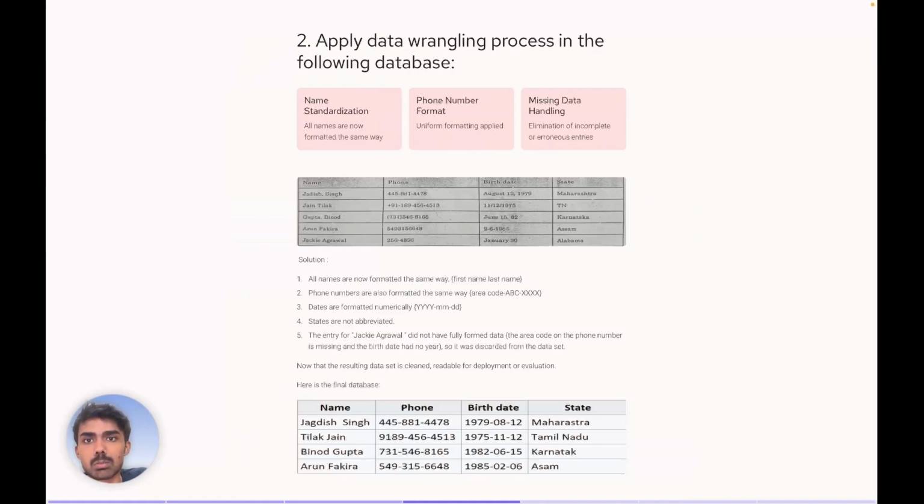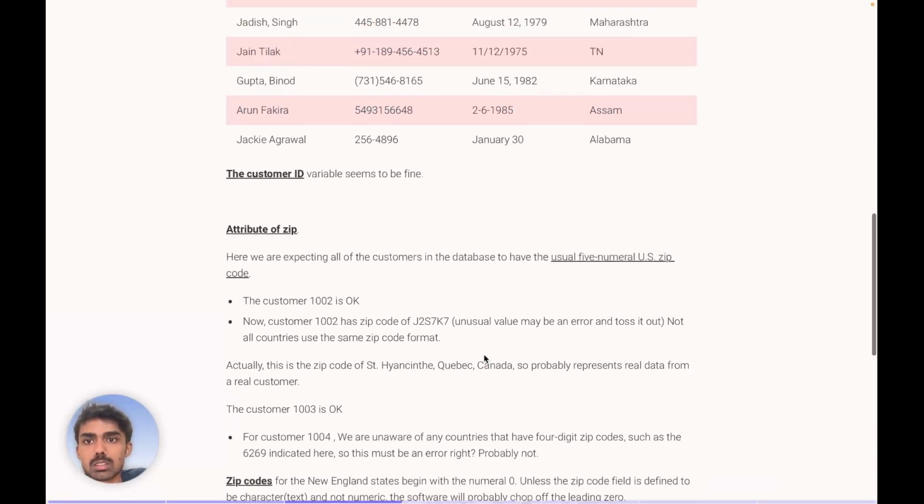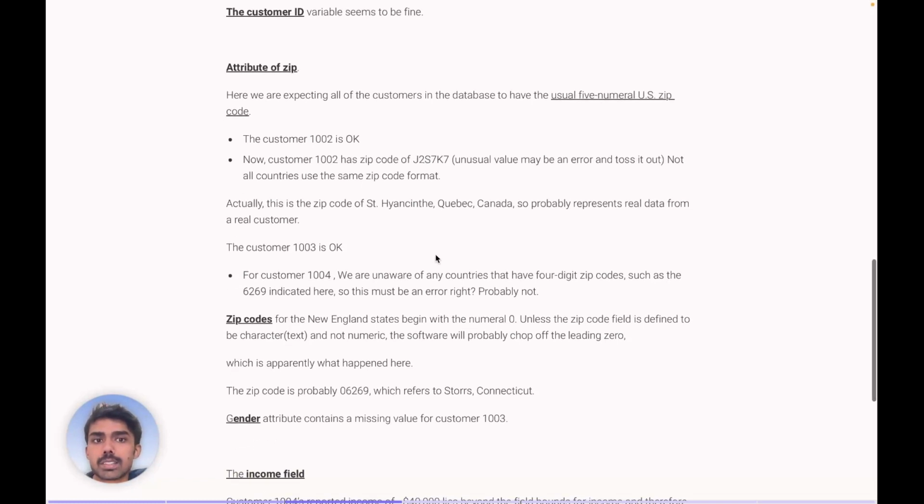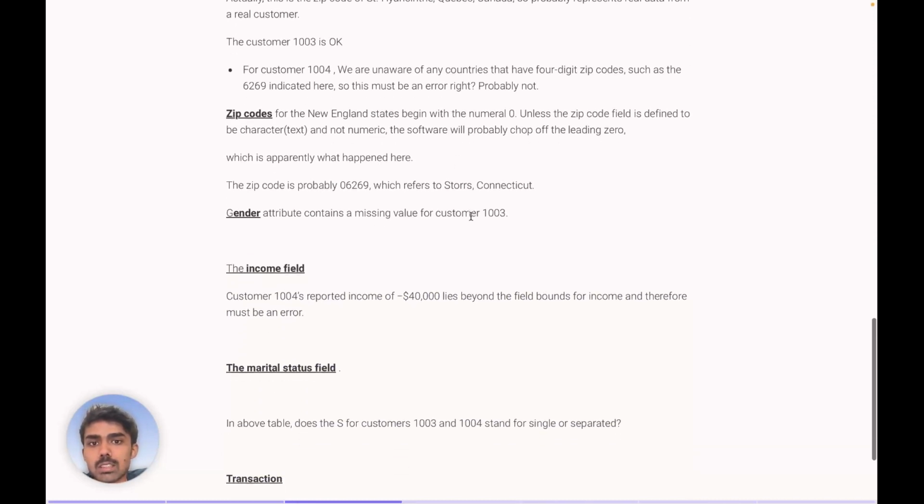So we will move into our solution. The first is customer ID. This variable seems fine because, as we saw, it was uniform. In the zip code, one value is JS7K7, which is an error because it should only be a numerical value. For gender, customer 1003 does not have a gender. It is not possible. If you are taking information of any customer, you need to take the correct information.